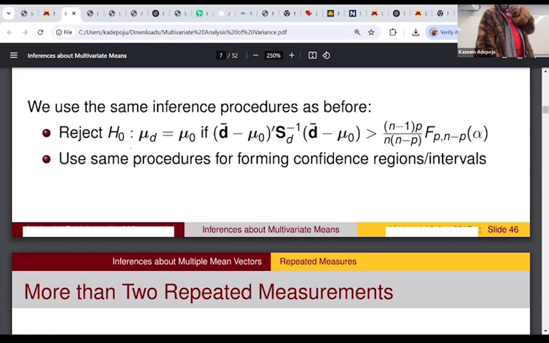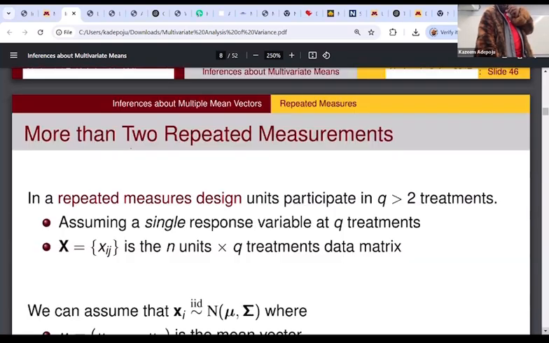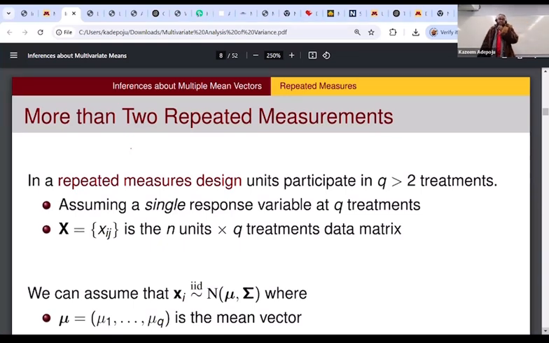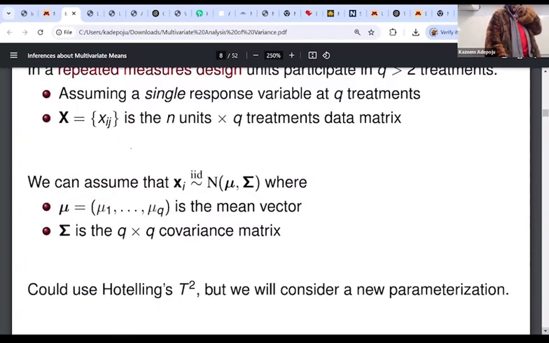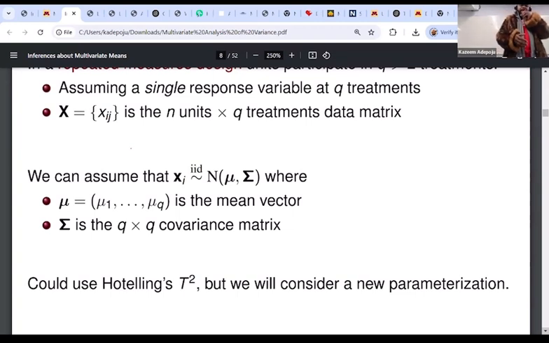But what if we want to consider more than two visits? We're visiting the same subject more than two times, and that leads us to repeated measurements. In a repeated measures design, the unit participates in Q greater than 2 occasions. Q greater than 2 means more than two times. The subject will be visited more than two times. How do we derive the multivariate version of the repeated measures?